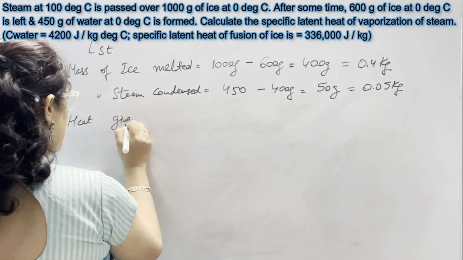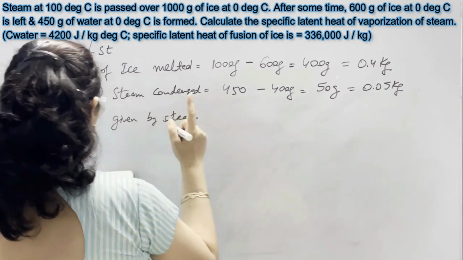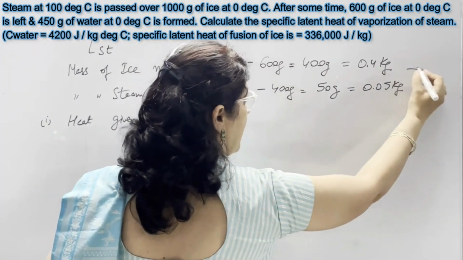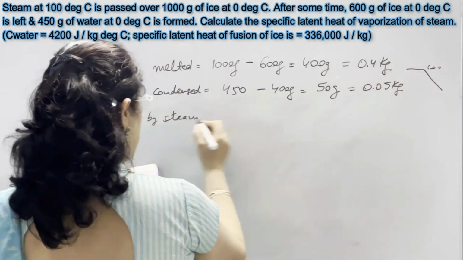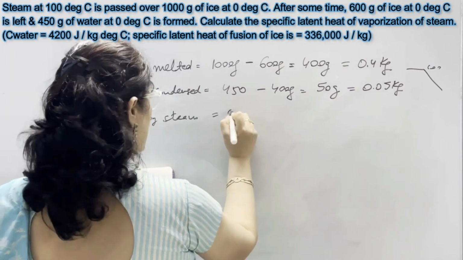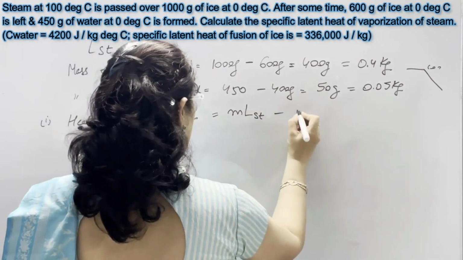In the first part, heat given by steam. So heat given by steam in condensing. Steam is at 100 degrees Celsius and then it condenses. So here heat given by steam in condensing at 100 degrees Celsius is equal to M into L steam. So this we need to calculate.